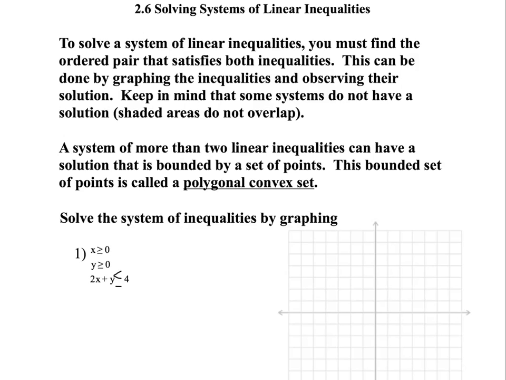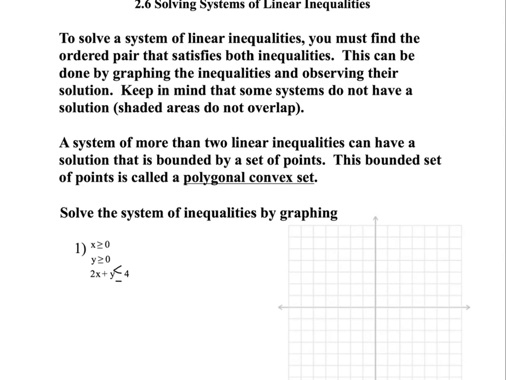Keep in mind that some systems do not have a solution, meaning their shaded areas do not overlap. A system of more than two linear inequalities can have a solution that is bounded by a set of points called a polygonal convex set. This is because these three or more lines form a shaded region of points that is a polygon of some kind, and it is convex as opposed to concave. So we'll see an example of what that looks like right here.